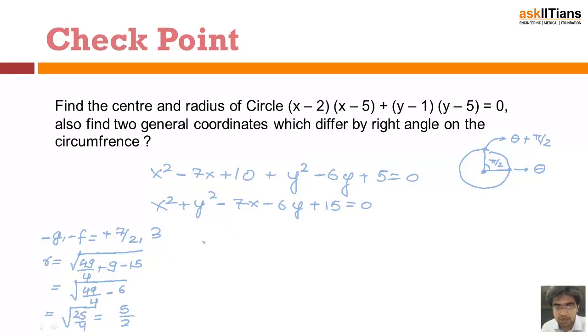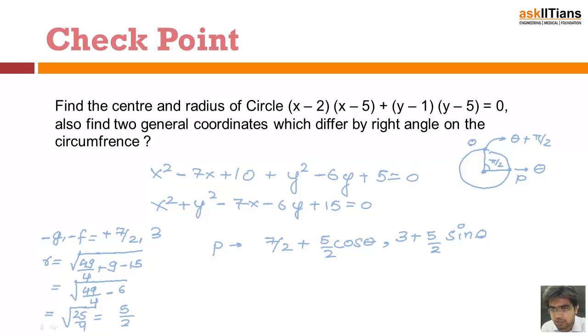Now we know the radius, we know the center. This point, let's say this point P, will be given by: the x coordinate of point P will be x1, that is the x coordinate of the center, plus r, that is the radius, cos theta. The y coordinate of this point will be again y1 plus r, that is 5 by 2 sin theta. So x1 plus r cos theta, y1 plus r sin theta.